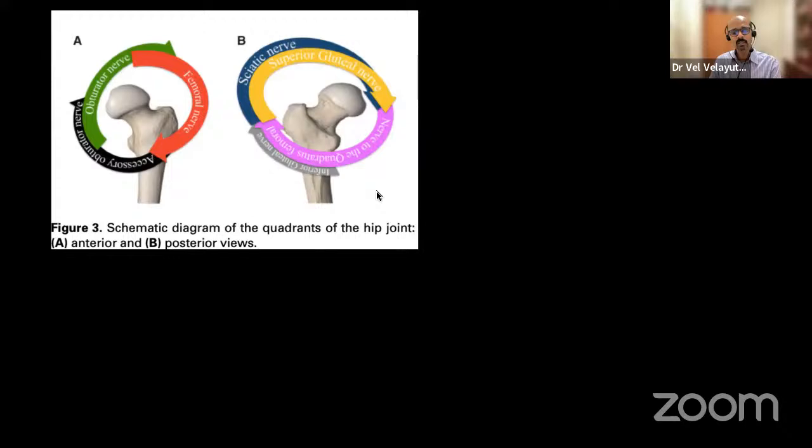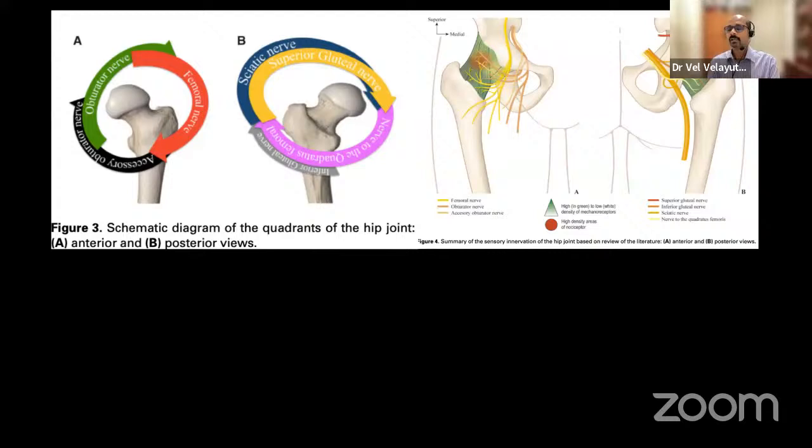So you can see how complex it is. This picture on the right expands it a bit more in terms of where the pain comes from. We have a schematic diagram of the nerves. At the front of the hip, this yellow bit here is the femoral nerve. This orange bit here is the obturator nerve, and the smaller light orange is the accessory obturator nerve. So those are the three nerves we mentioned.